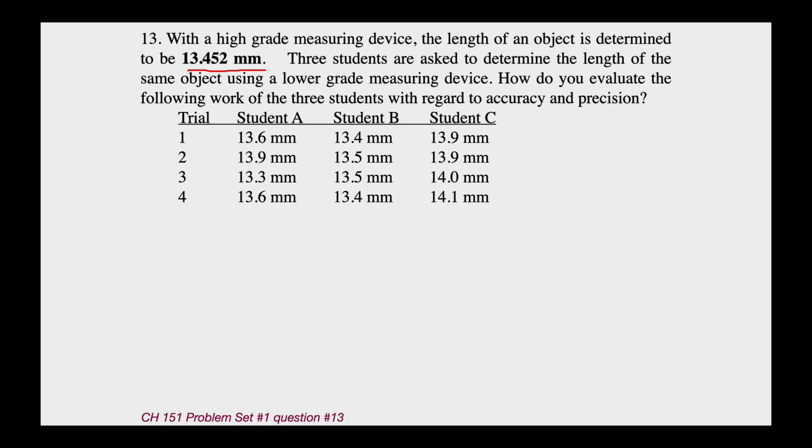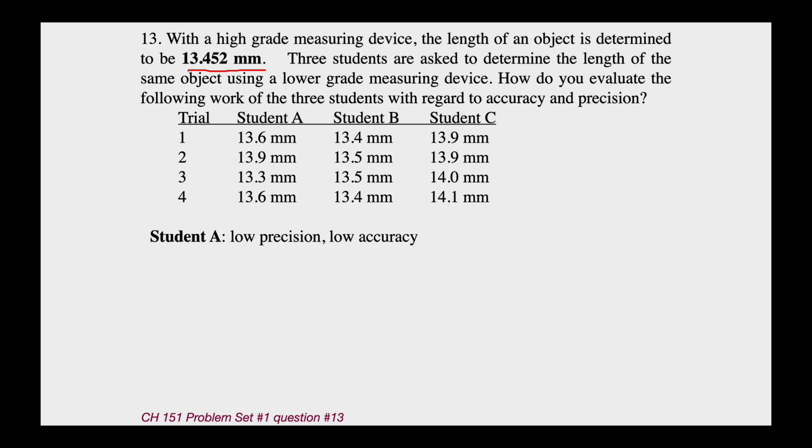Now, student C, for all else I said about them earlier, student C's answers look like they're pretty precise. 14.0 is the median, 2 were a little less, 1 was a little bit more, but a much smaller deviation of the numbers from each other. So I would say that student C was precise, even if they weren't very accurate.